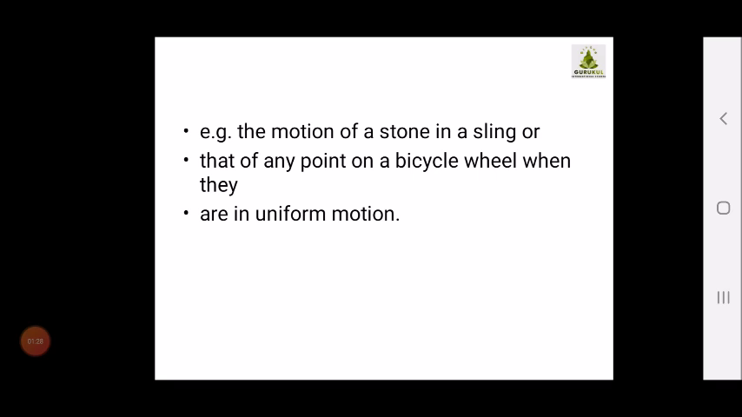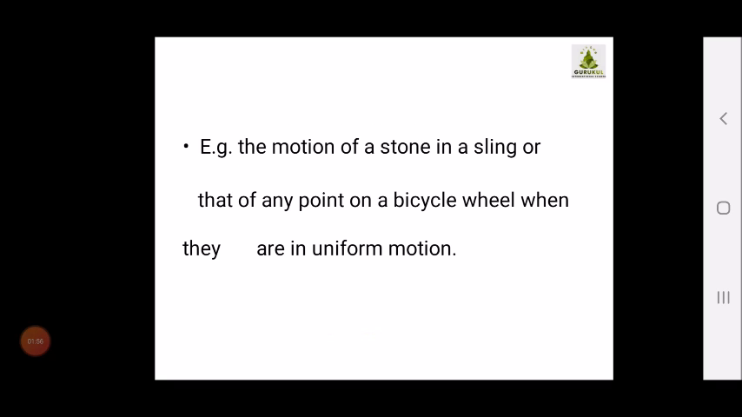Now let us see certain examples of uniform circular motion. Example: the motion of a stone in a sling, or that of any point on a bicycle wheel when it is in motion. So when a bicycle is moving, or when a sling is attached to a stone, these two objects show uniform circular motion. In the next videos we are going to study it in more detail.